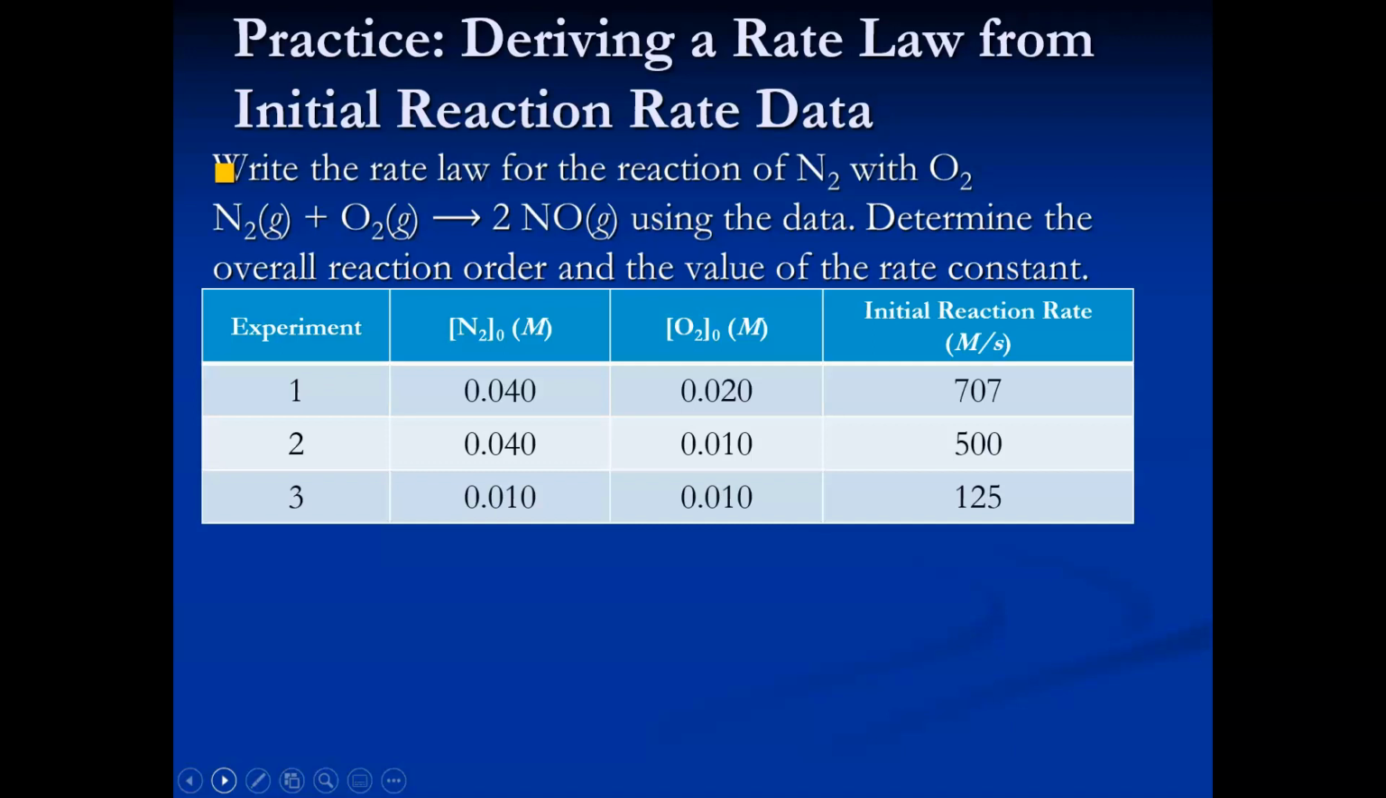So try this, and then type your answers in the chat. Go as far as you can with this, and then we're going to go over this together. I'm going to give you a few minutes to work on this. It's a long question. You need to figure out the overall order of the reaction, which means you need to figure out the order with respect to both N2 and O2. Then you're going to write the rate law and then find your k, which is your rate constant. So try this and we'll go over it in just a couple of minutes.